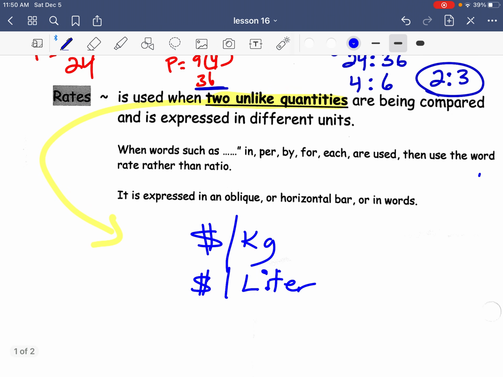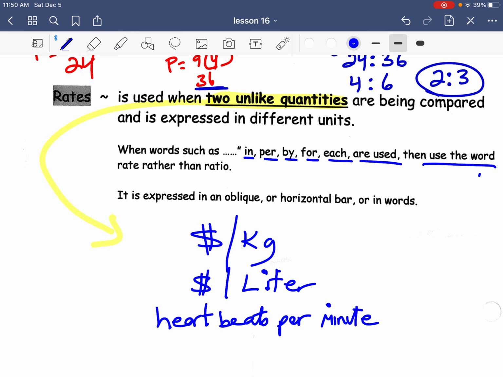And other ones, maybe in the medical field, you could have your heartbeats per minute to compare those. So when words such as in, per, by, for, each are used, they use the word rate rather than ratio. It is expressed with an oblique, that just means my sideways bar, a horizontal bar, or in words.